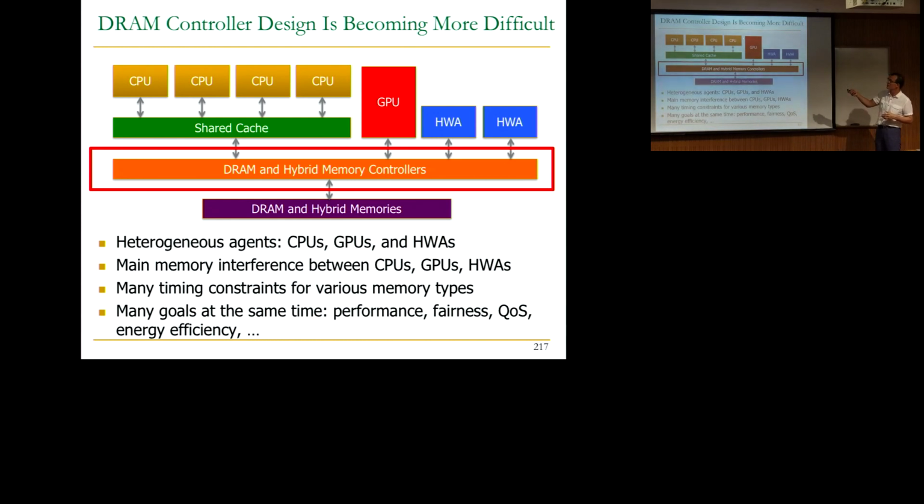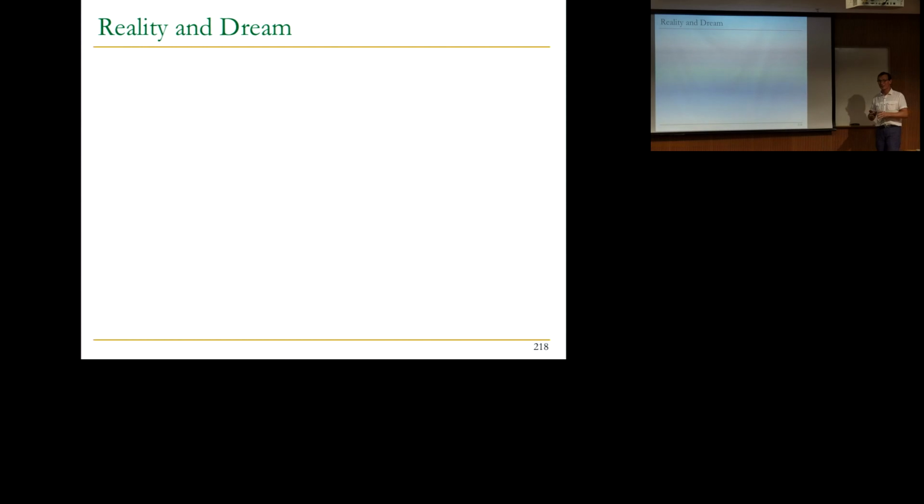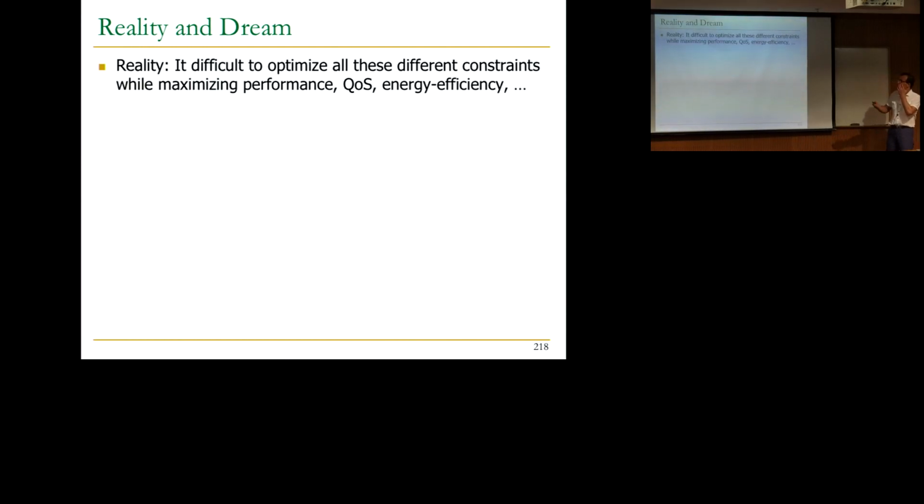For example, if the memory controller doesn't satisfy the frame rate requirements of your GPU, you have a problem. Existing memory controllers have mechanisms to satisfy them, but they may not necessarily be the best mechanisms for overall throughput. And that's true for hardware accelerators also. We're going to talk about that when we talk about memory controllers, interference, and scheduling. But controller design is becoming much, much more difficult going forward. So I'm going to talk about another dream that we had about 10 years ago. The reality is it's very difficult to optimize all these different constraints while maximizing many different metrics.